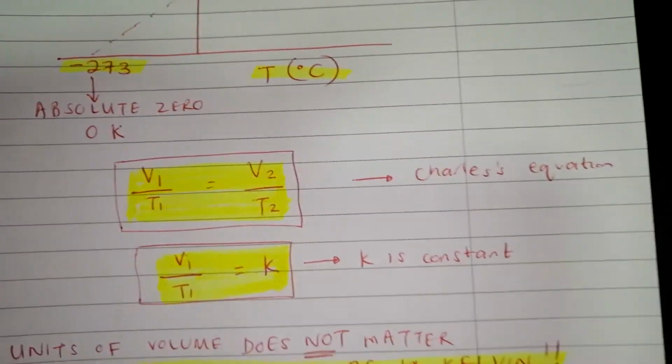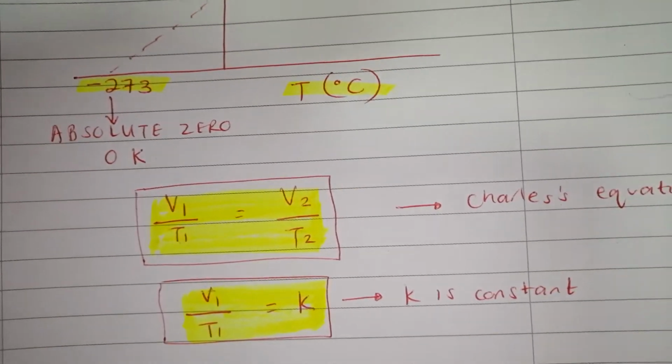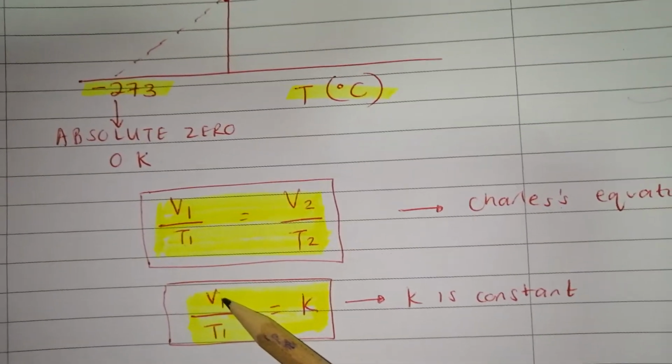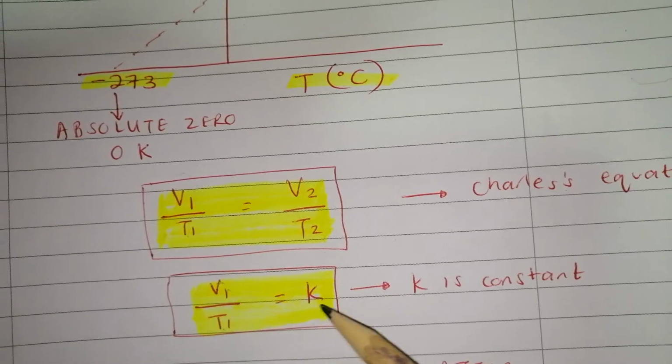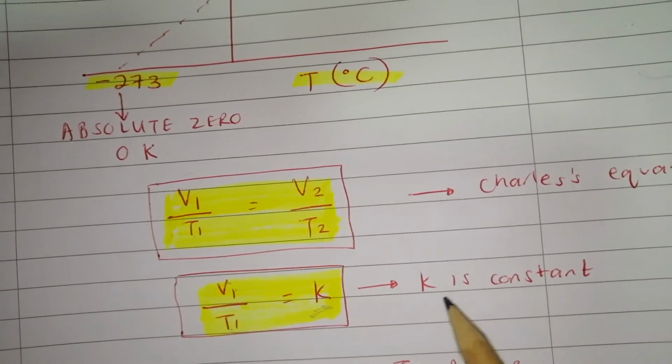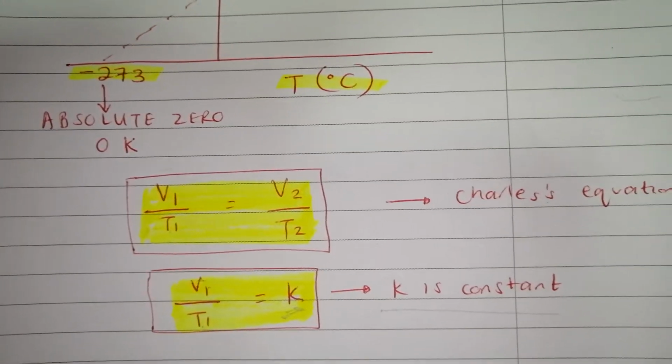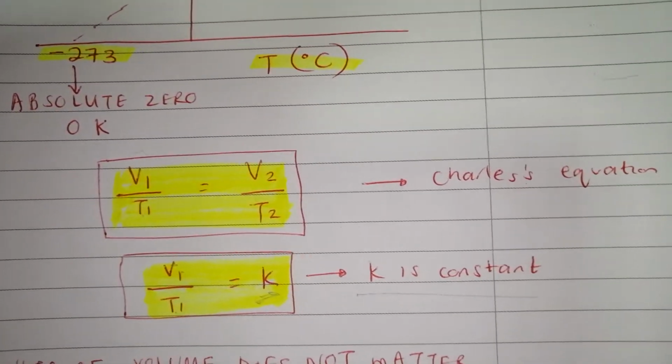So you're going to have the initial volume divided by initial temperature is equal to final volume divided by final temperature. And again, just like you have a constant for Boyle's law, for Charles' law, you also have a constant, and that constant is, if you take any volume divided by its temperature, that will give you K, which is a constant. So it doesn't matter which volume you divide by its corresponding temperature, you will get the same answer.